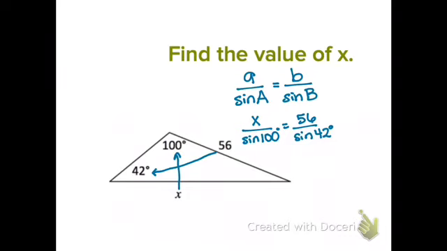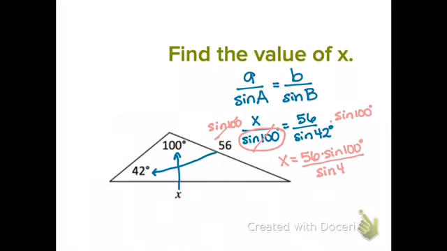So to solve, we see x on the left, which is above a value, so it's being divided, so we can cancel division by multiplying. So I'm going to multiply by the sine of 100 on both sides. And so x is the value 56 times the sine of 100 divided by the sine of 42. And so that's really just what you have to put in your calculator.